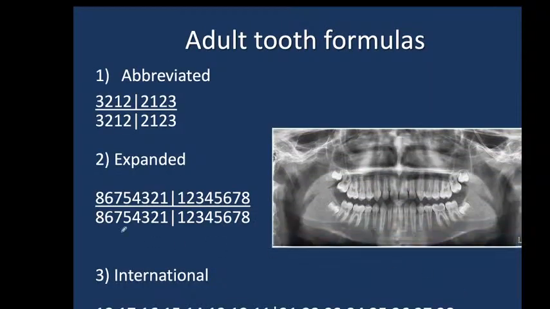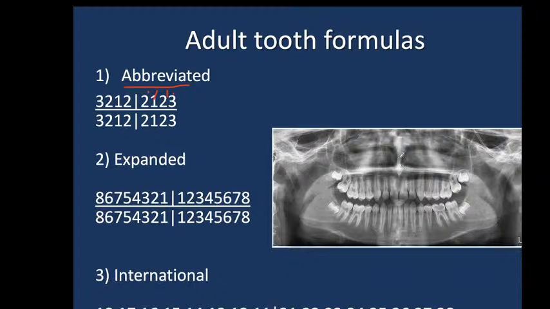Okay, and usually doctors use special abbreviations, formulas, we call them tooth formulas. It would be abbreviated when we show only incisors, canines, premolars and molars. It is an abbreviated formula, but the expanded formula we usually use in the Russian Federation and some of the former Soviet Union republics. But the international formula in Europe looks like here.